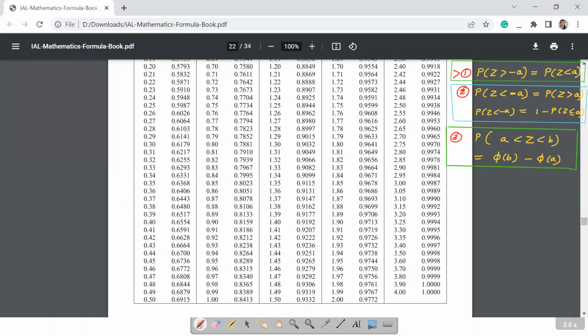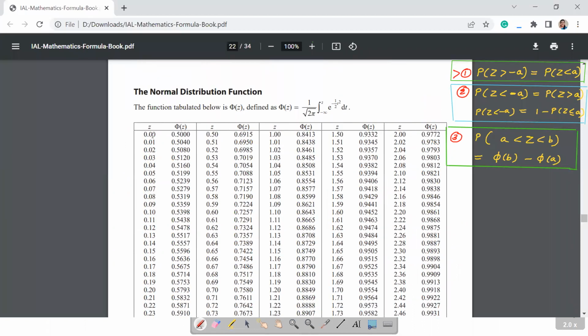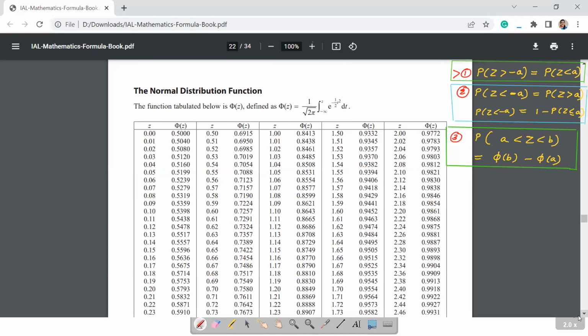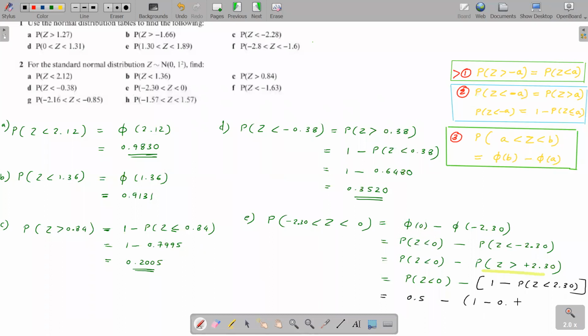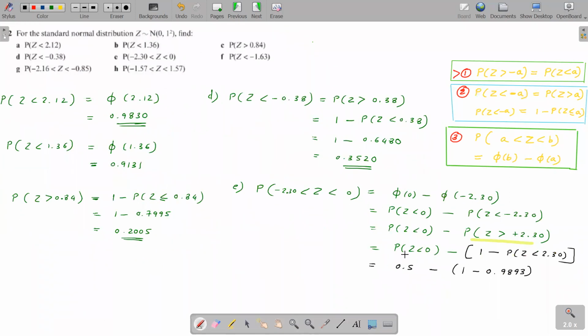So you guys can see what I'm doing here, right? Z less than 0 is this one, 0.5. And the other value is 2.30. 2.30 is here, 0.9893. So it's a matter of typing this in the calculator and getting the answer. How much is it? Half minus 1 minus 0.9893. So the answer is 0.4893.